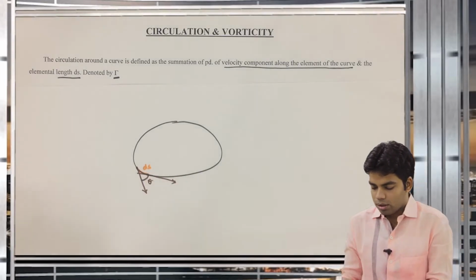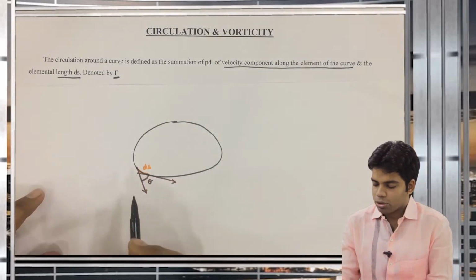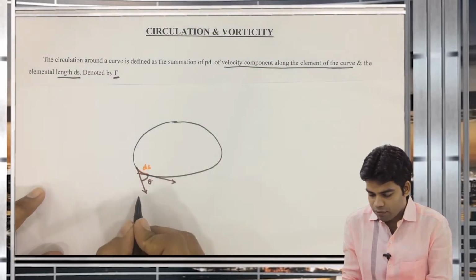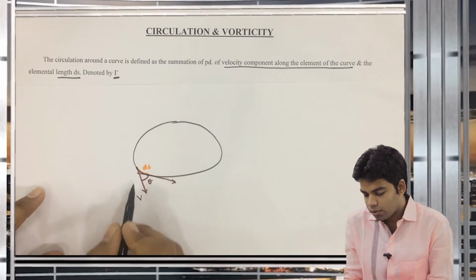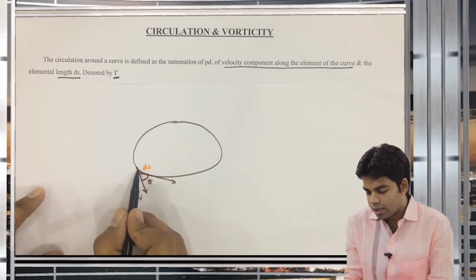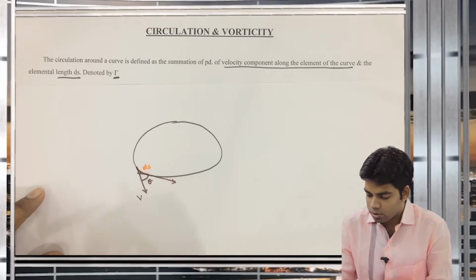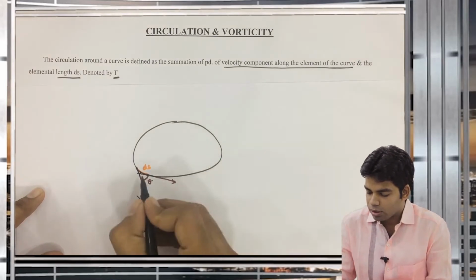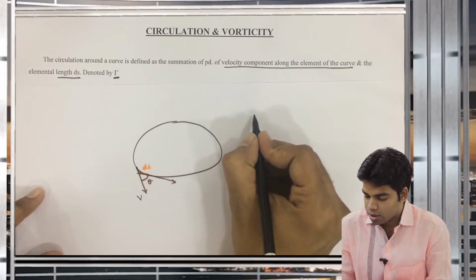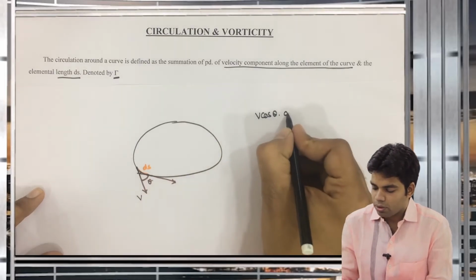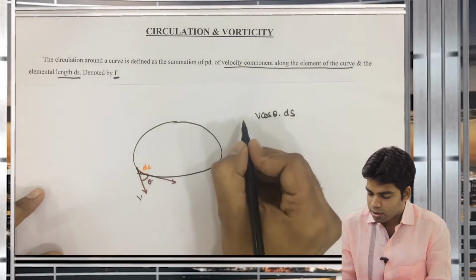Now the summation of the product of the velocity component along the element of the curve. Suppose this velocity is v. Along the element of the curve, the angle, as I told you, is theta. So the velocity along the element of the curve is v cos theta, and the length of the element is ds. If I take the summation of this.